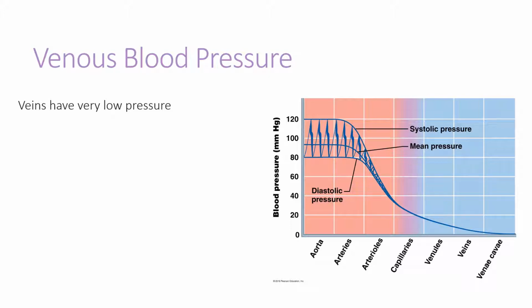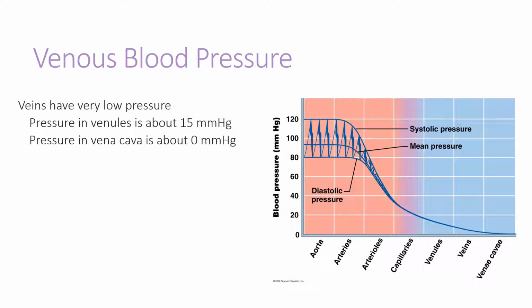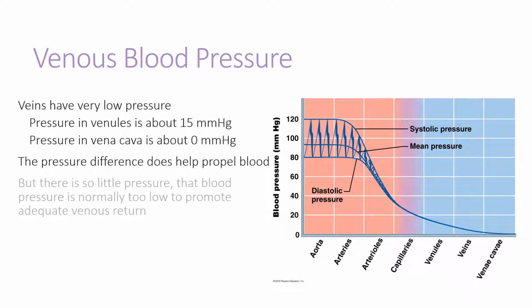On the venous end of a capillary bed, veins have very low pressure. The pressure in a venule is about 15 millimeters of mercury, but since that's lower than the 17 millimeters of mercury we saw in the capillary bed, blood will continue to move from the capillary into the venule. The pressure in a vena cava is about 0. There's so little pressure in a vena cava that it helps continue pulling blood through the system. The pressure difference helps propel blood through the capillary bed, through the venules, through the veins, towards the vena cava, and towards the atria of the heart.